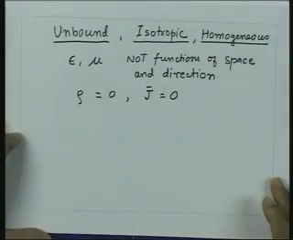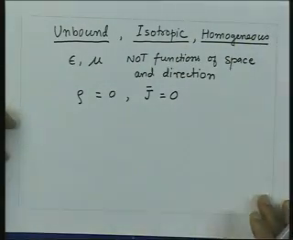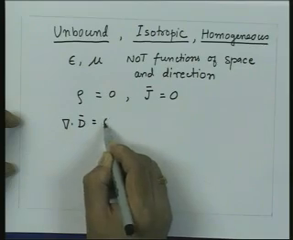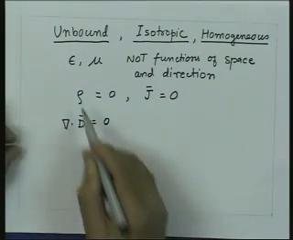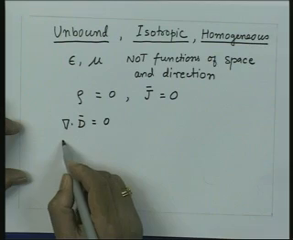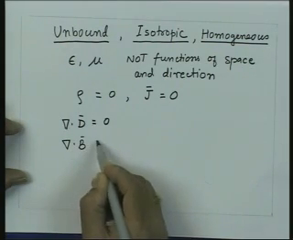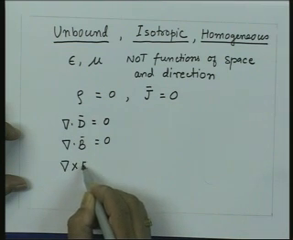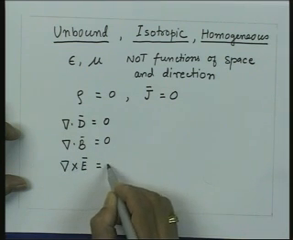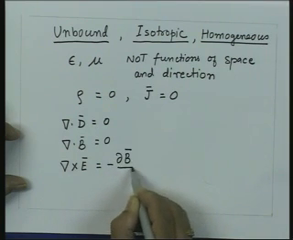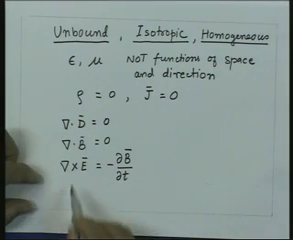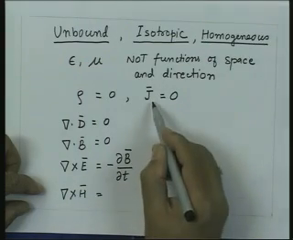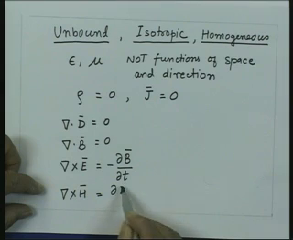Then we can write Maxwell's equations under these constraints. Del dot D is equal to 0 because there are no charges now, so the volume charge density is 0. Del dot B is always 0. Del cross E is minus dB by dt, and del cross H is equal to, since J is 0, dD by dt.